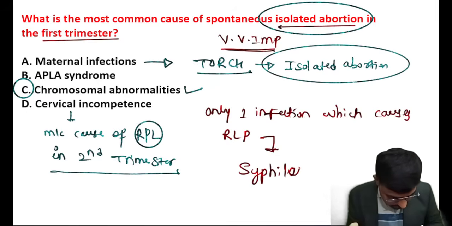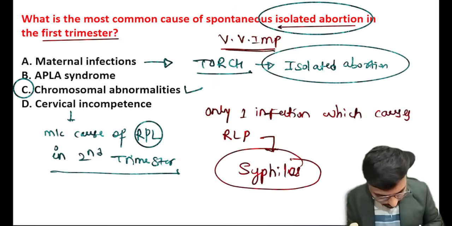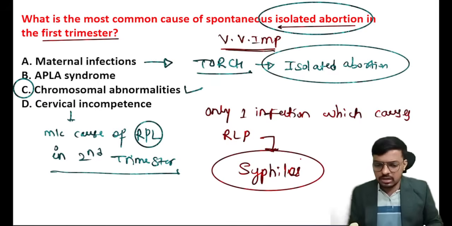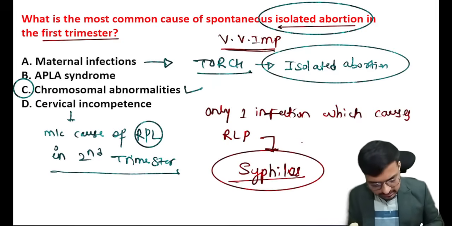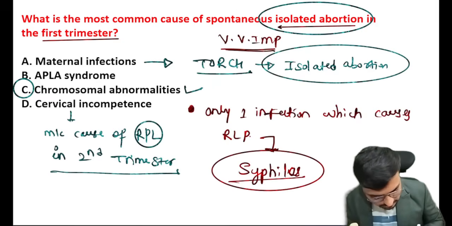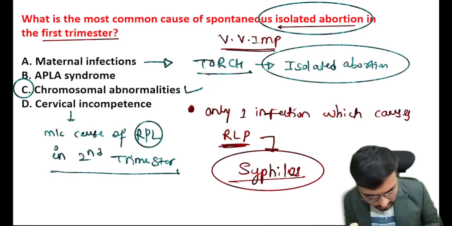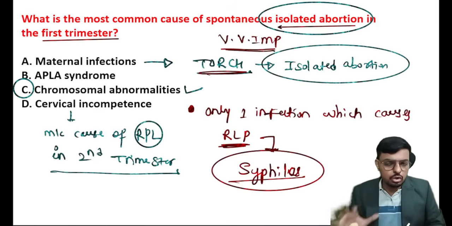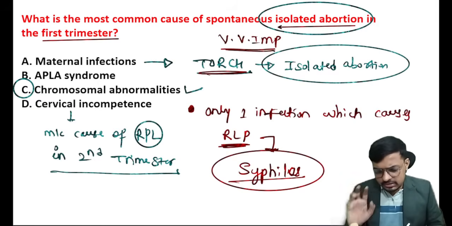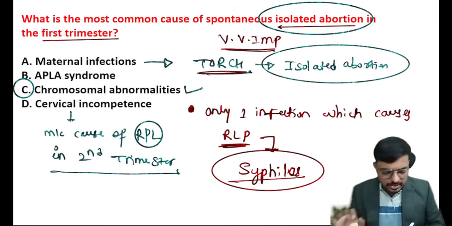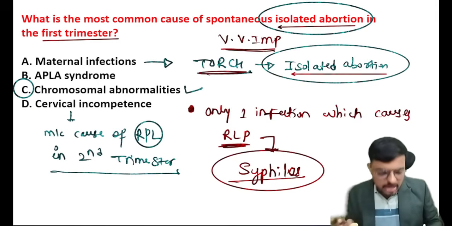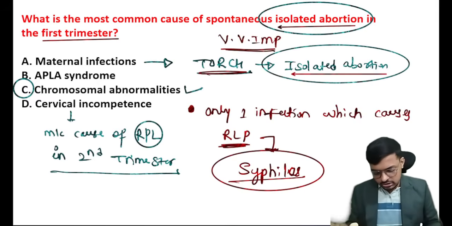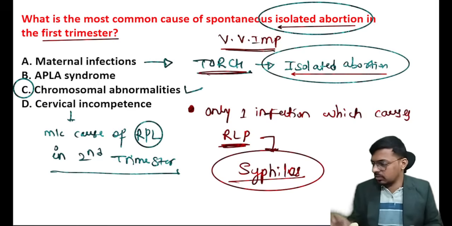Syphilis is the only infection that has the ability to cause recurrent loss of pregnancy. It happens due to Treponema pallidum infection. This is the only infection in the TORCH group that causes recurrent pregnancy loss. Toxoplasmosis, rubella, cytomegalovirus and herpes simplex virus only have the ability to cause a one-time, isolated abortion.